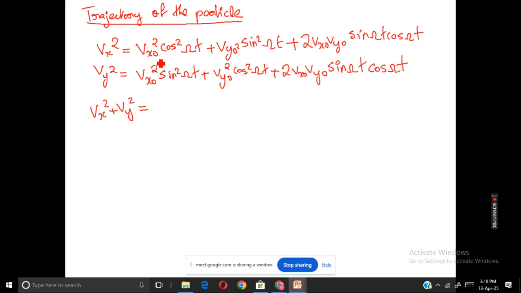If we add sin square omega t plus cos square omega t, it is equal to 1. So it will become vx0 square plus vy0 square. In this case vx0 square is common, and in this case vy0 square is common. This will be minus.